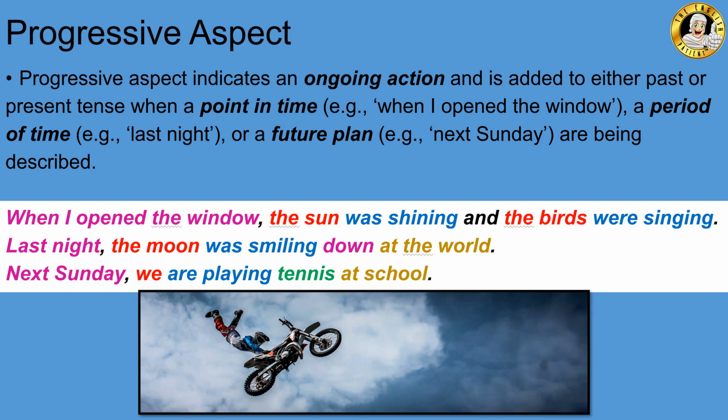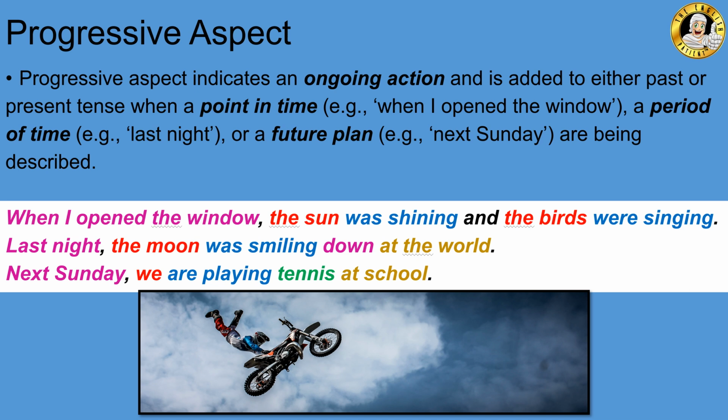For aspect, progressive aspect indicates an ongoing action. And you can happily add this aspect to past or present tense. And typically we use it when we are talking about a particular point in time. For example, now is a point in time. It's an always changing point in time, granted, but it is a point in time. So now I am studying. Now I am teaching. Now I am playing.